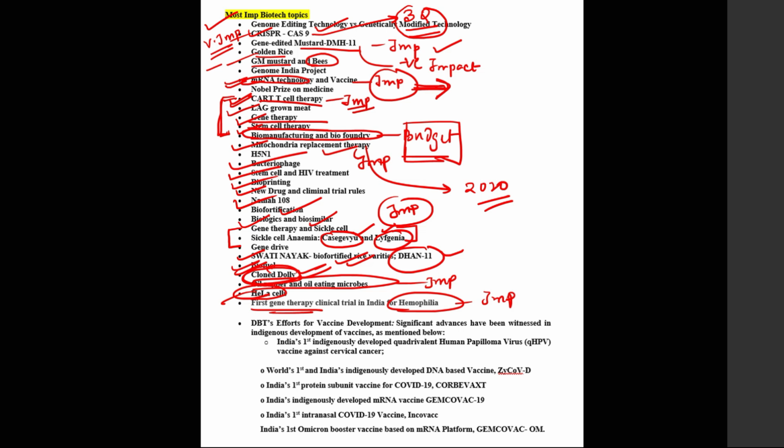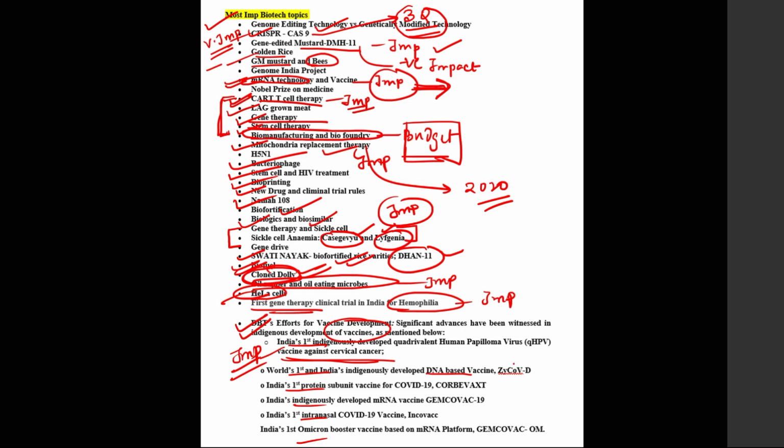And last but not the least, the Department of Biotechnology's (DBT) effort in vaccine development. You can see first vaccine development. These are the list of vaccines which were developed for the first time in India. So you can see India's first indigenously developed quadrivalent human papillomavirus vaccine against cervical cancer. Very, very important. Okay, next, the world's first and India's indigenously developed DNA based vaccine.